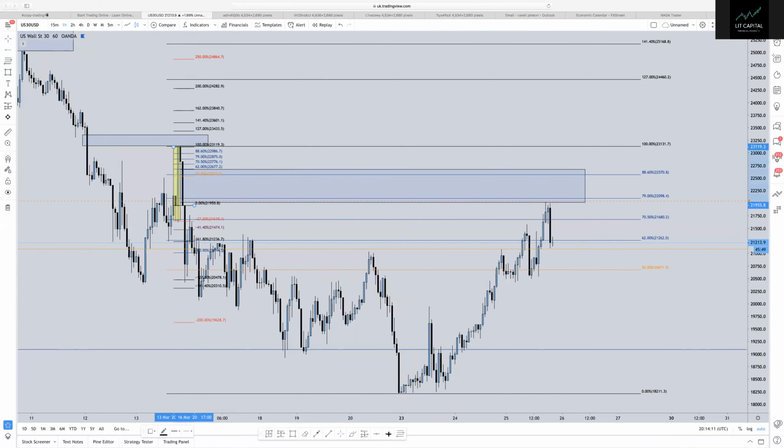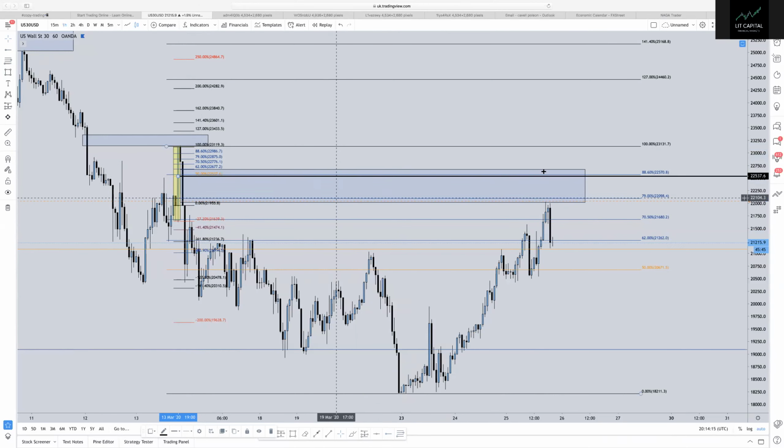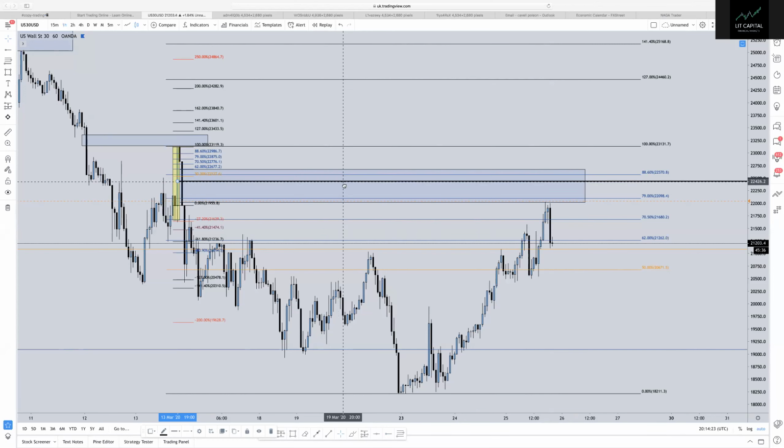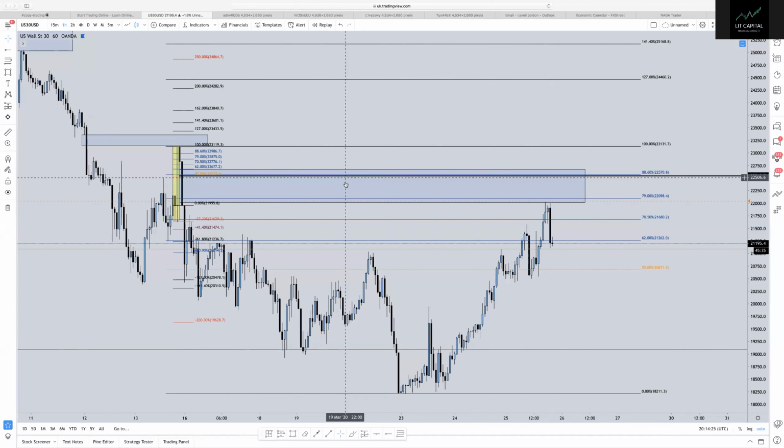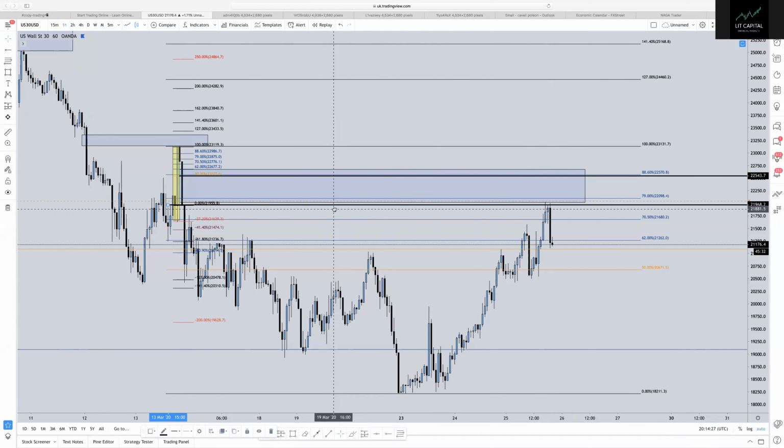I'll mark it out. You guys can mark this out on your screen, take a screenshot. 22537. Don't be surprised if price comes up to there and then moves off of it. If we go back to what I said earlier on about taking a trade off of the open at 50%, this is the open right down here. It's the open of the candle. And if you're taking this trade from the open of the candle, let's count how many pips that is.